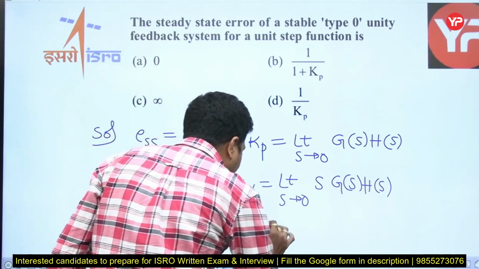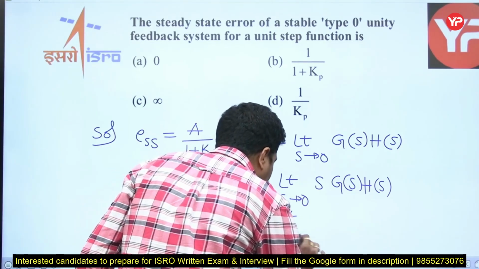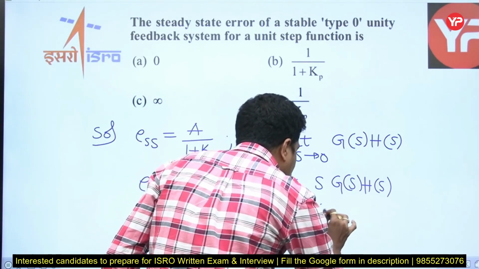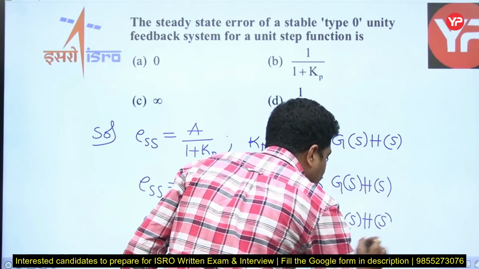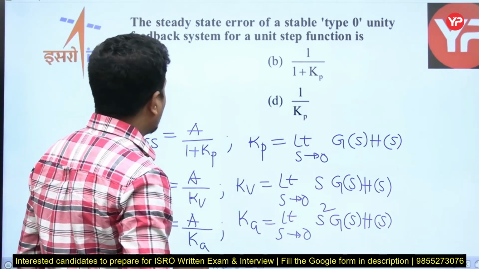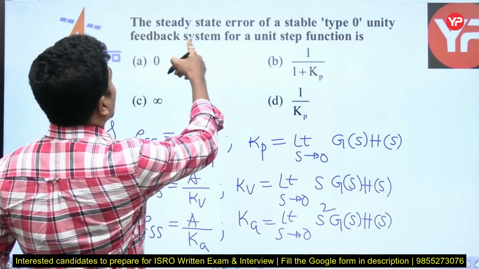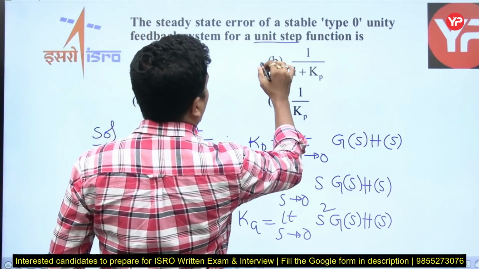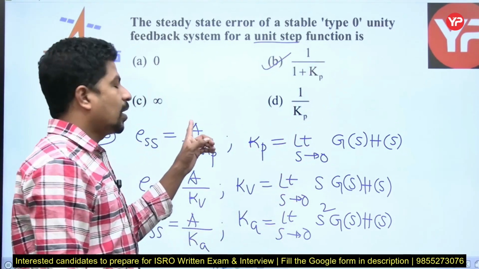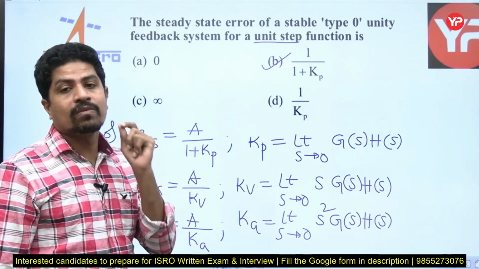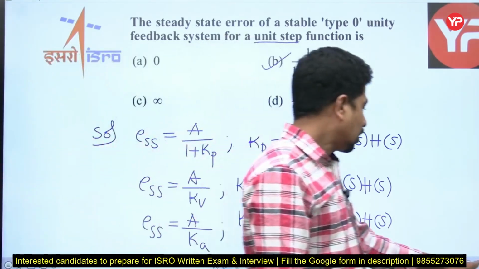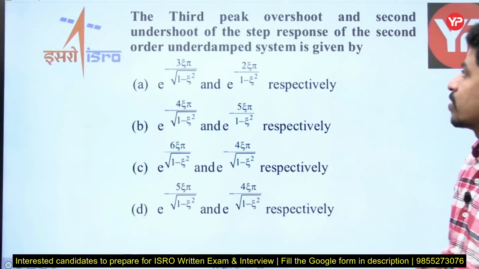Now Ka is equal to limit s tends to 0 of s square into G(s)H(s). Observe carefully, he is asking for what input? Step input. Therefore option E, B for Bombay, A by 1 plus Kp, but for a unit step input, where A is the magnitude of the step, which is equal to 1, right? Next question please.